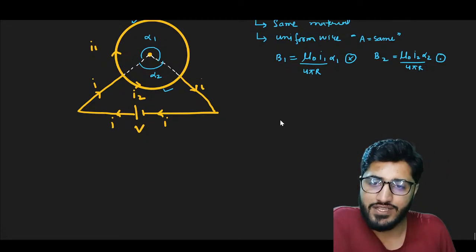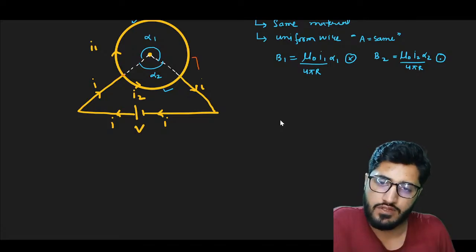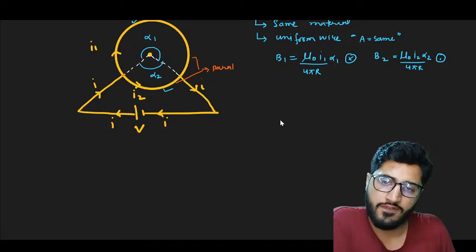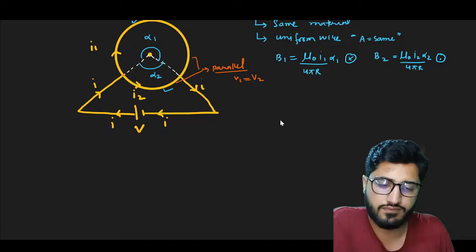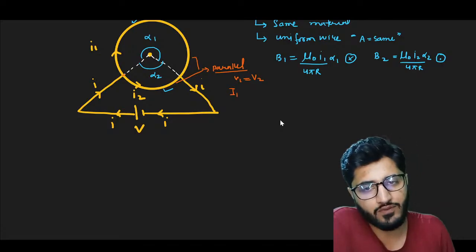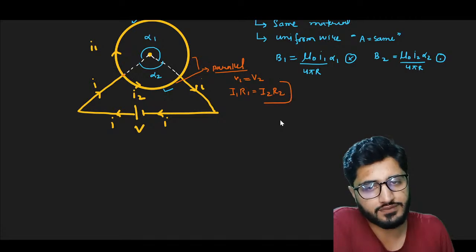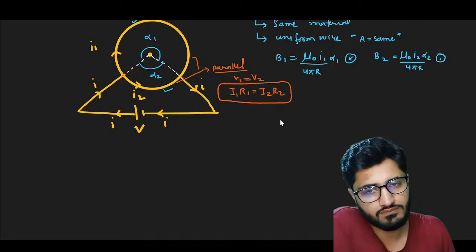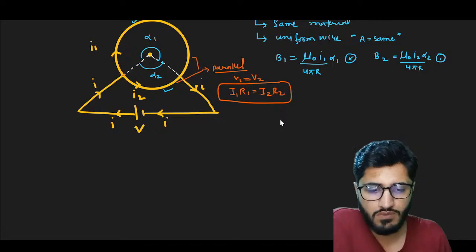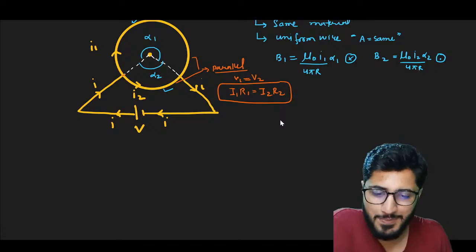I guess these two things are in parallel. This part and this part are in parallel. If these two are in parallel, can I write V1 is equal to V2? What is V1? Is it I1 R1 equals I2 R2 by Ohm's law? Yes, sir. Done now? Clear?